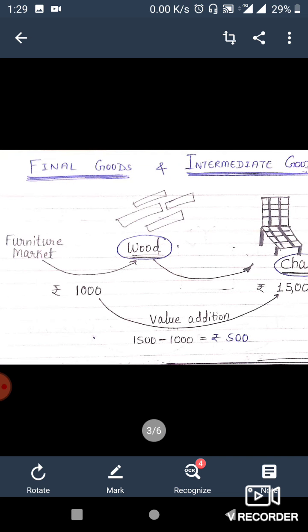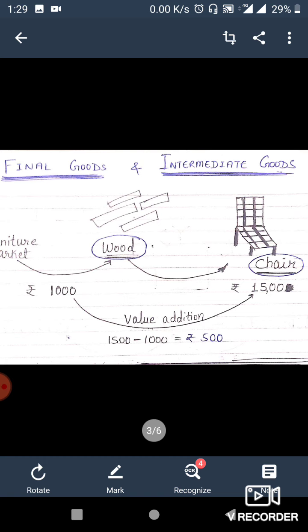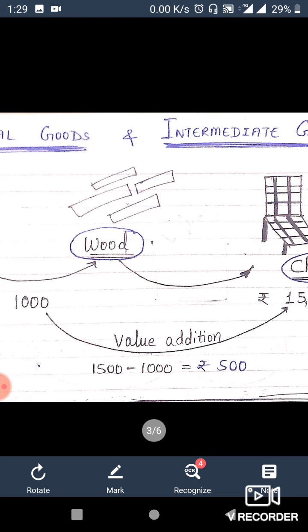This wood has not crossed the boundary line of production, because on this wood we have done further production. What? We have made the chair. This wood has not crossed the boundary line, and still we have to add some more value to it, because we purchased it for 1000, but again we have to add some more value, which is a further 500 rupees, to make it a chair, and finally we sold it at rupees 1500. So this wood is working here as an intermediate good.